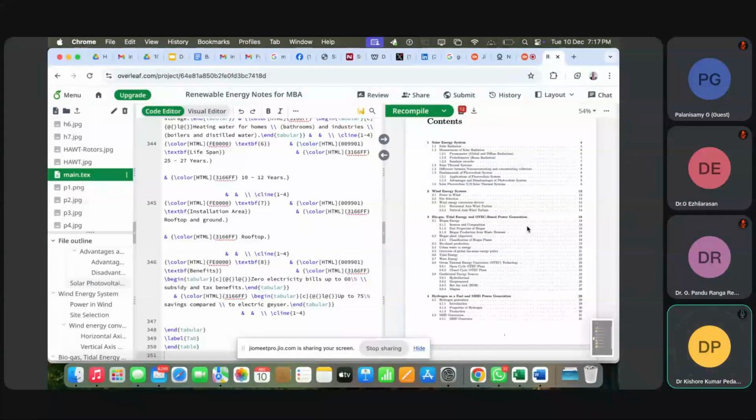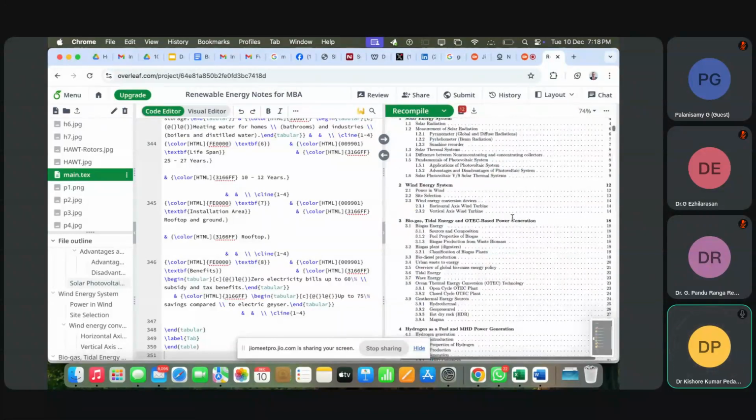Now tell me, dear participants, is it not great? So what I am doing, I am simply adding the data. That's it. I am not coming back to contents. I'm not doing anything else here. I'm simply adding data wherever required. That's it.